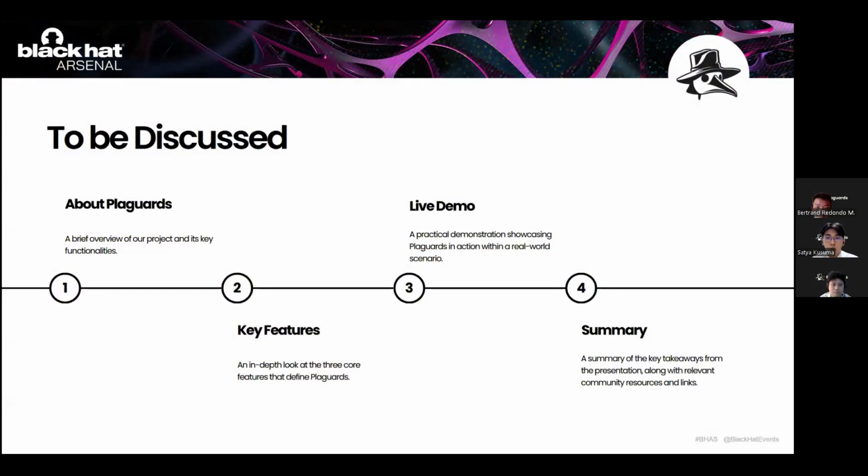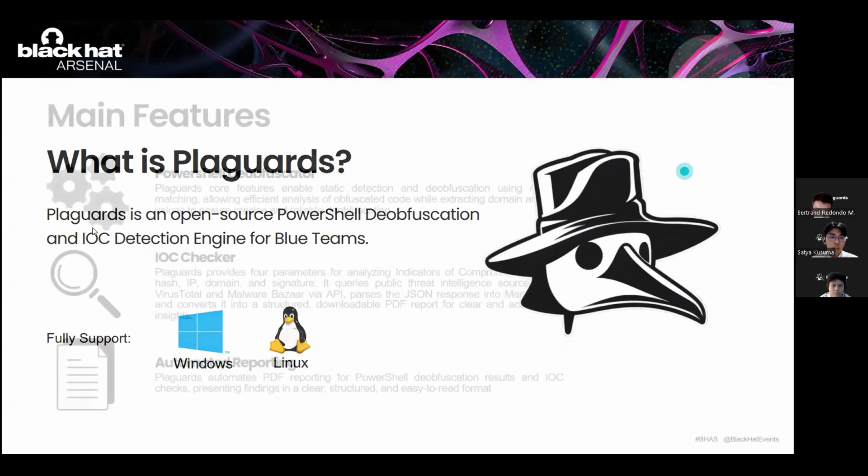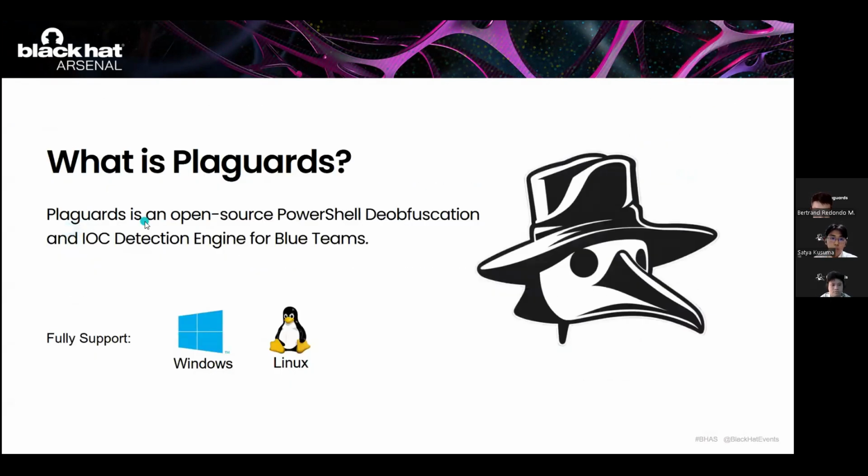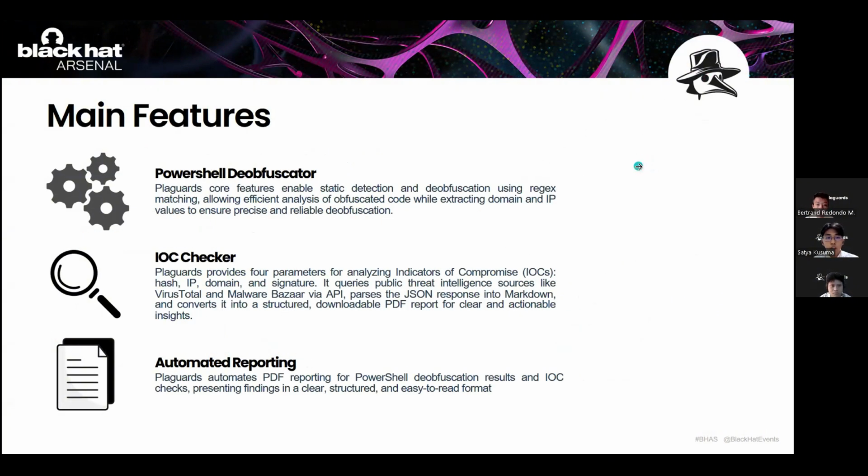What we will discuss today is what PlayGuards is, the key features, a live demo, and a summary of PlayGuards. So the big question is, what is PlayGuards? PlayGuards is an open source PowerShell obfuscation and IOC detection engine for blue teams, which fully supports Windows and Linux. As for the main features, there are three.